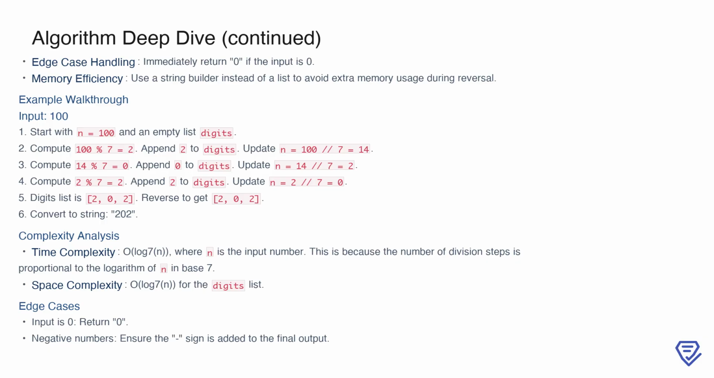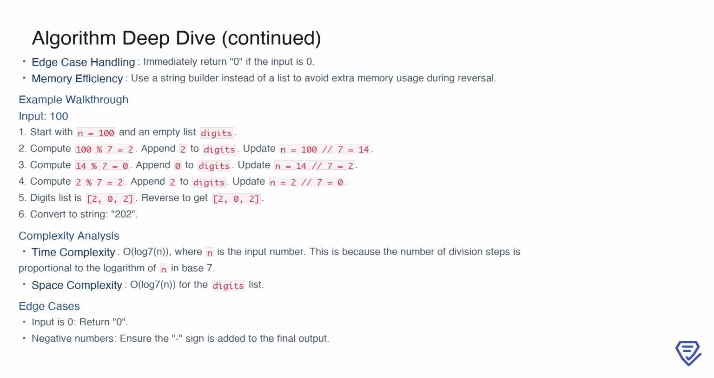100 // 7 equals 14. Next, we calculate 14 % 7 equals 0, append 0 to the digits, and update n to 14 // 7 equals 2. Finally, we calculate 2 % 7 equals 2, append 2 to the digits, and update n to 2 // 7 equals 0. At this point, the digits list contains 2, 0, 2. Reversing it gives 2, 0, 2, which we join into the string 202. Thus, the base 7 representation of 100 is 202.